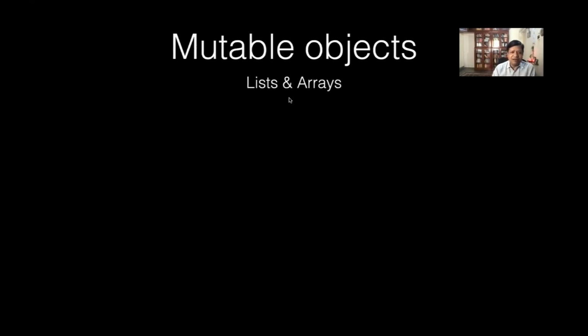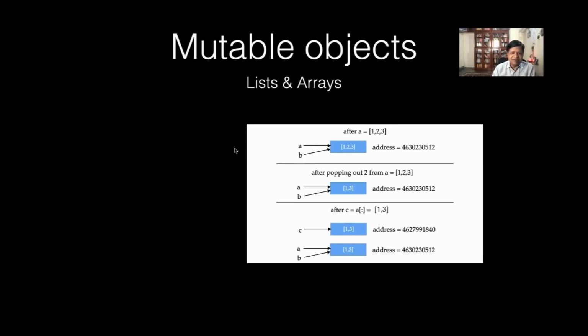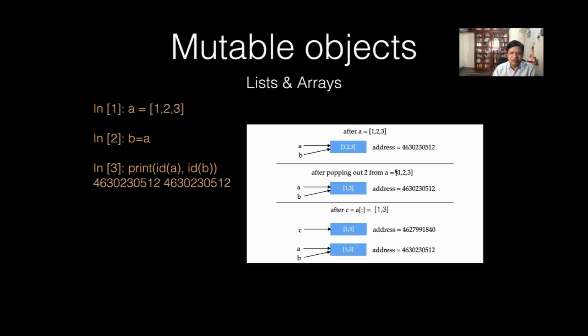Now mutable objects are lists and arrays. They behave differently. So let's look at list: A is 1, 2, 3. Now B equal to A. So B is a new label to that object 1, 2, 3. So B and A both point to the same object, which is a list, and its address is this. So ID of A and ID of B are both the same, 512.